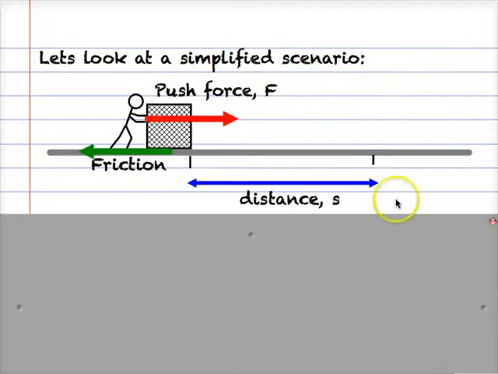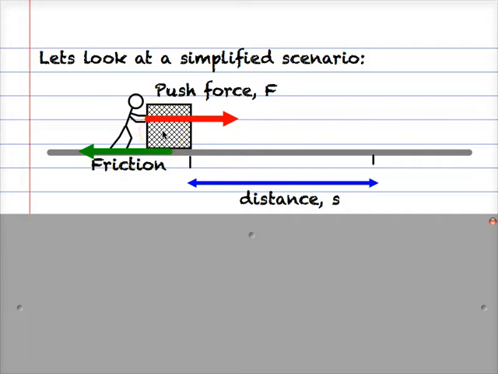So let's look at a simplified scenario. I've taken away the hill, and instead of having gravity as the resisting force, I've got friction as the resisting force. So the person here is pushing the block with a force, the red arrow, and a friction force is acting against it. Hopefully you can identify that the resultant force on the block is 0, so when they push the block it will move at a constant speed.